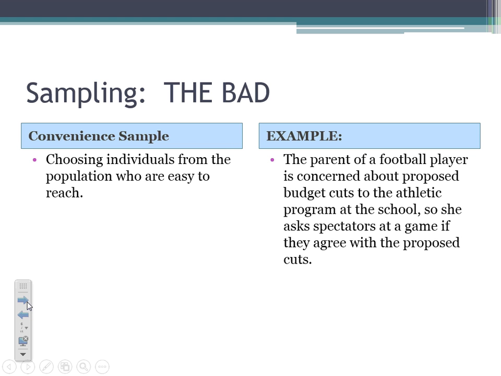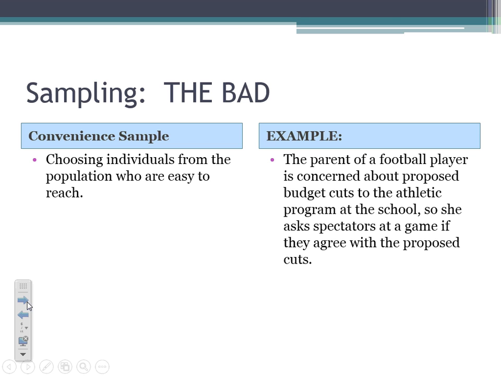It should be very obvious to us, right? Like all of these people have bias towards the support of the athletic program, right? They are people at an athletic event. More than likely, they are football fans. And so this type of data collection method would systematically favor people who would be against budget cuts, okay? And that's what we need to recognize.